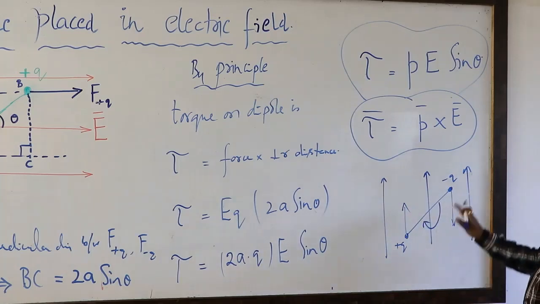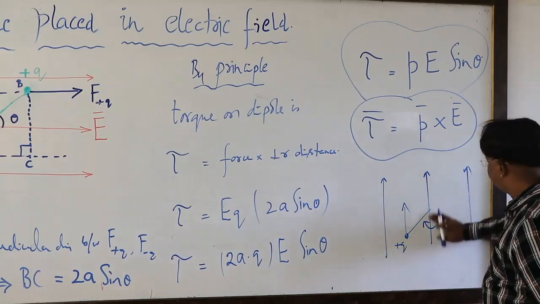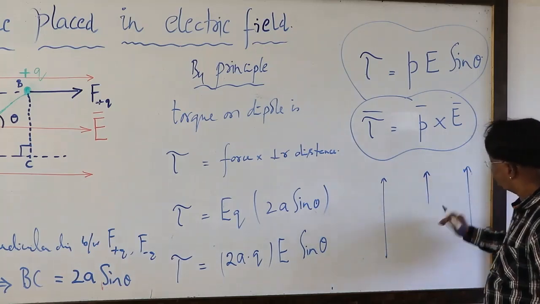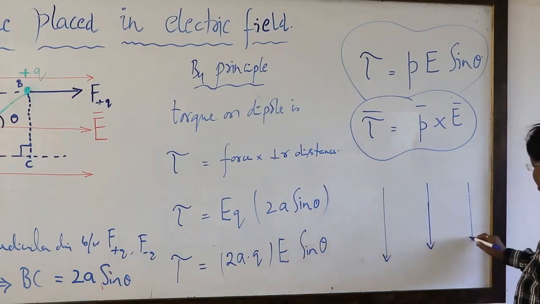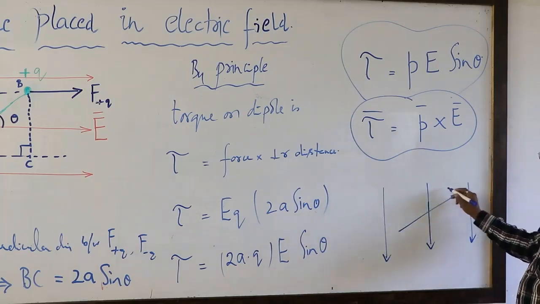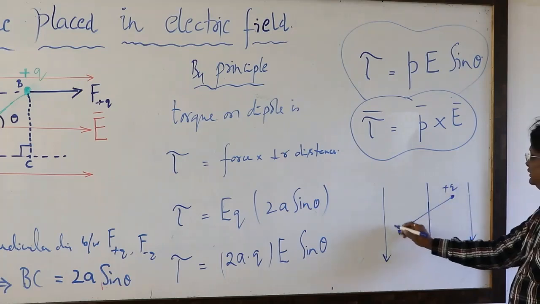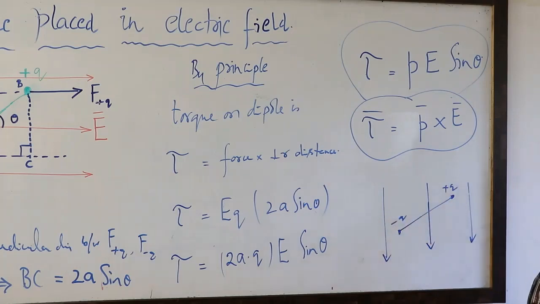When will it be anti-clockwise, right? Supposing I change the direction of the field. I change the direction of the field and place the dipole like this, plus q and minus q. Now here, what happens?